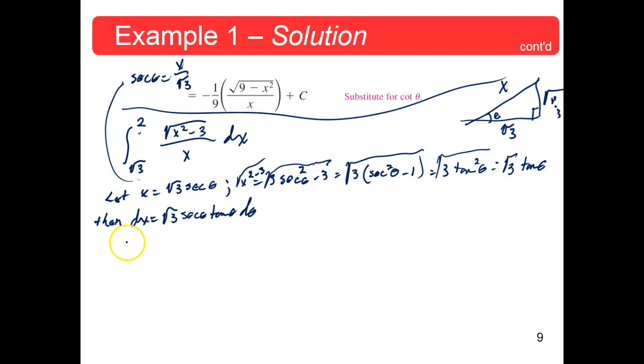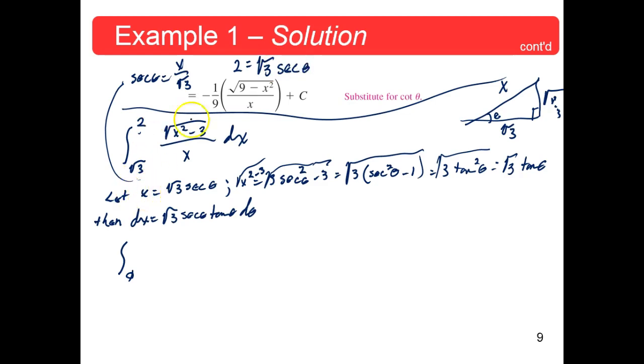So our new integral here would have theta equal to 0. And then let's do the other one. If secant theta, I'm going to do it up here, 2 is equal to root 3 secant theta.